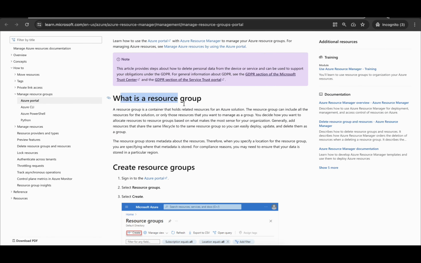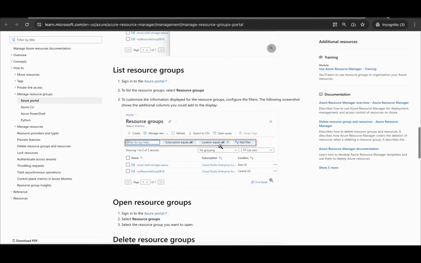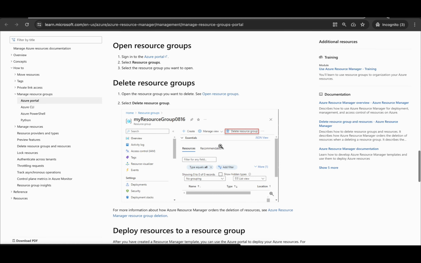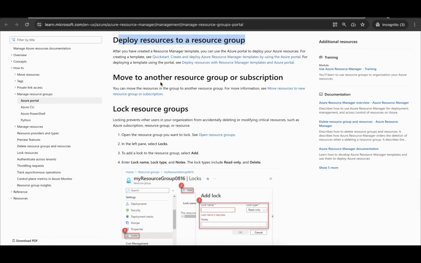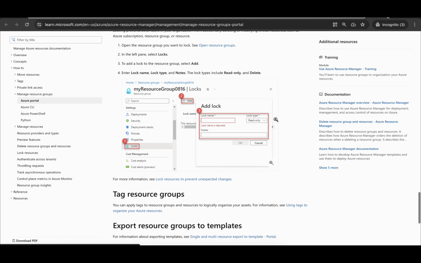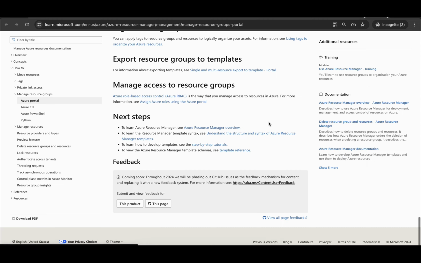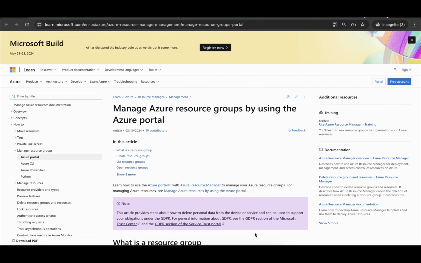Here it talks about what is a resource group, how you can create that, how you can list that, how you can delete that, how you have to deploy resources to a resource group, move to another resource group or subscription, lock your resource group. So please read all these topics as well.